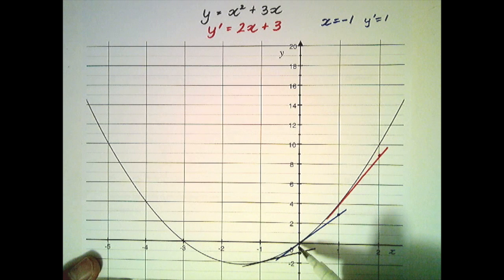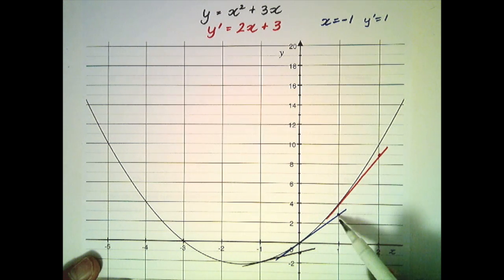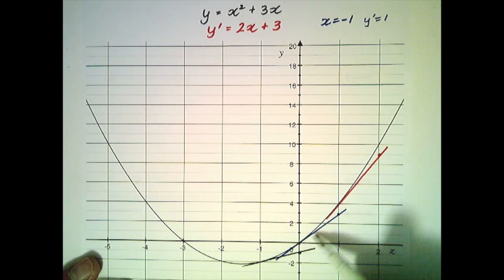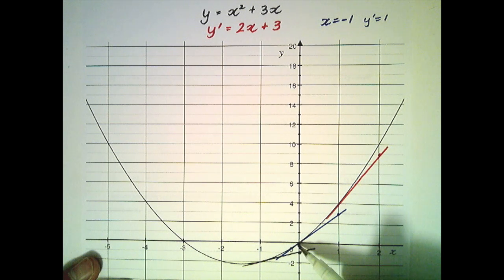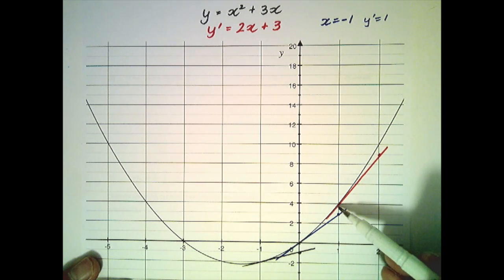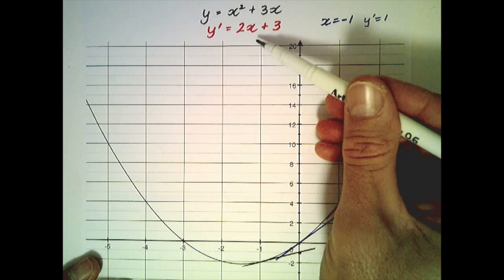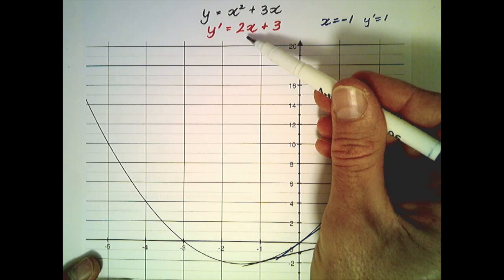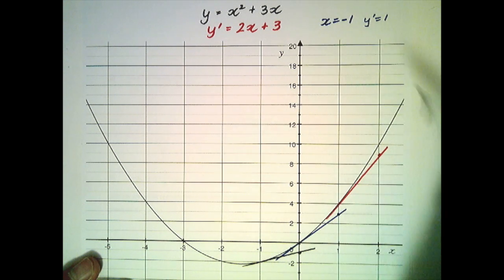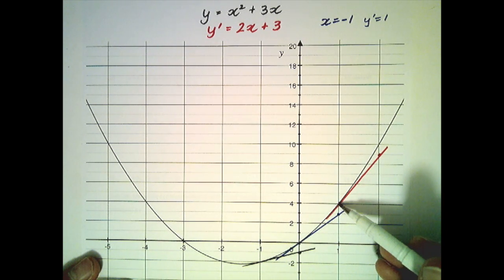You can see again, if we go across one unit, we move up 3 places. So the gradient when x equals 0 is 3. If we look at the curve when x equals 1, we can see if we substitute into the derivative formula, 2 times 1 is 2, plus 3 is 5. So the gradient at this point is 5.